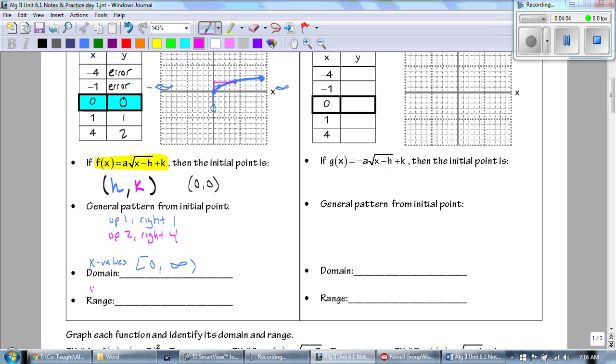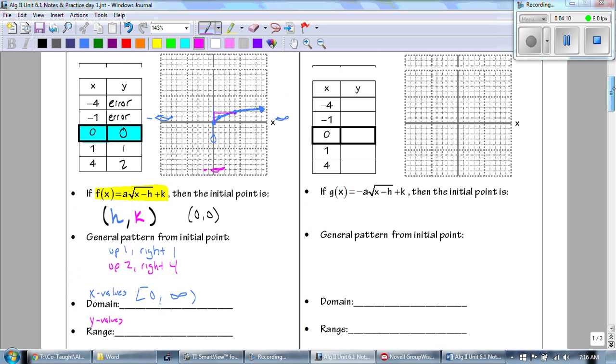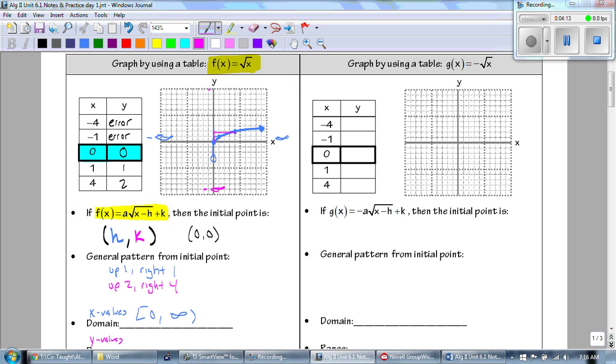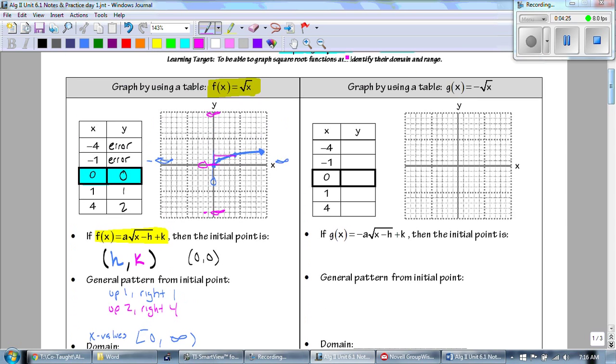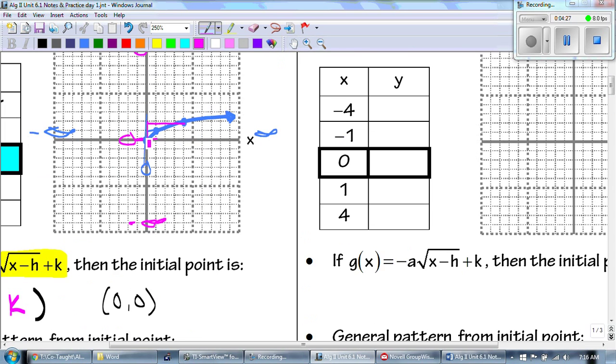And our range is all of our y values. At negative infinity nothing is going on. But once again, I'm starting at 0 and then it's going up to positive infinity. So it's going up, not exactly in that pattern, but it's going up.